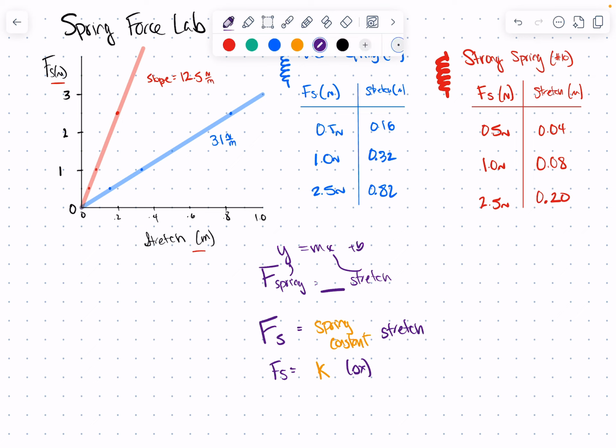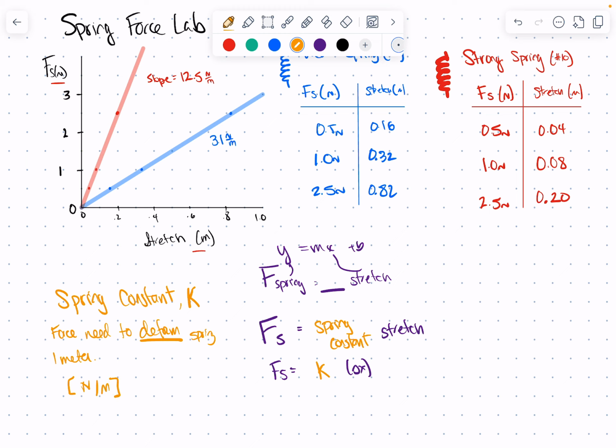So let's talk a little bit about spring constant. Spring constant is the relationship between the amount of force it takes to deform a spring, in this case, 1 meter. We could have picked any amount, but we're going to choose 1 meter. And so the units for spring constant, which is abbreviated as K, are newtons per meter.